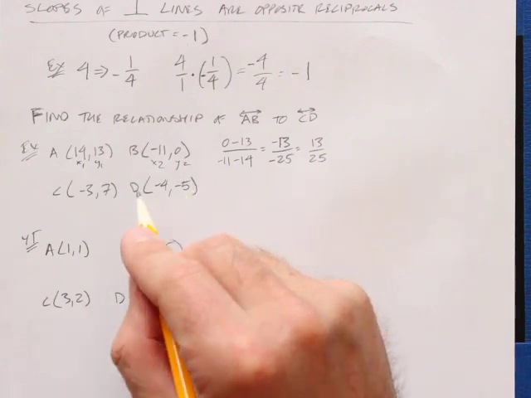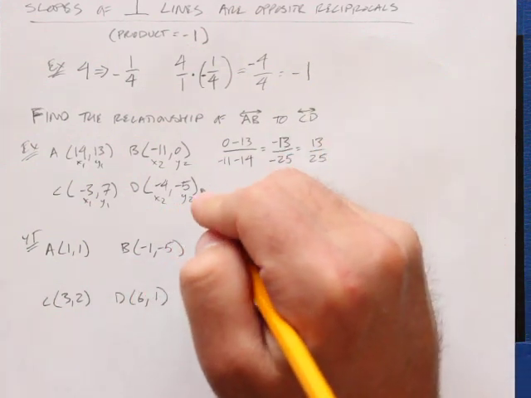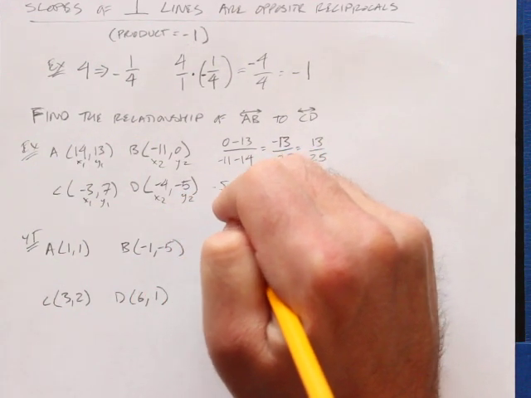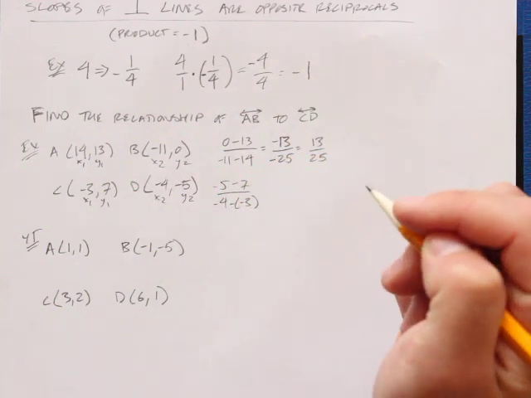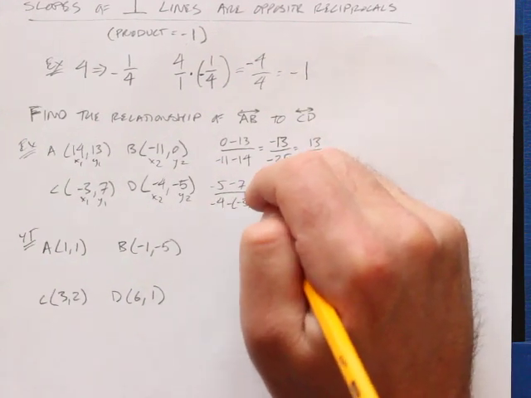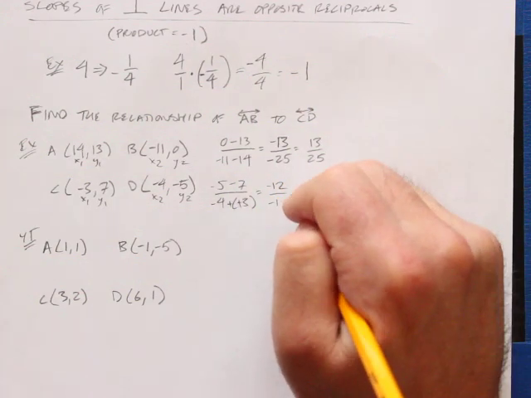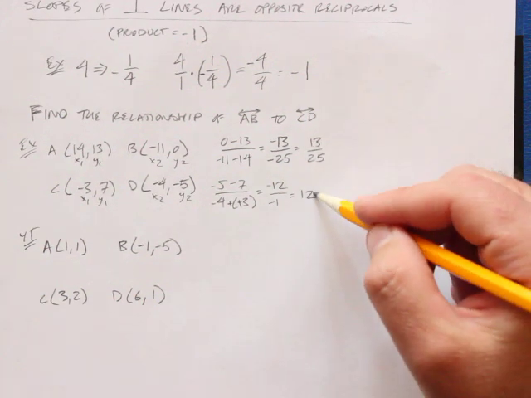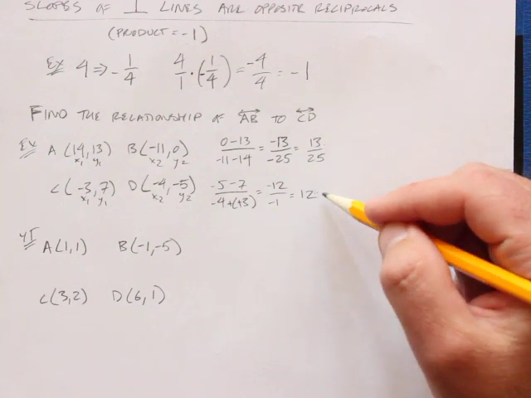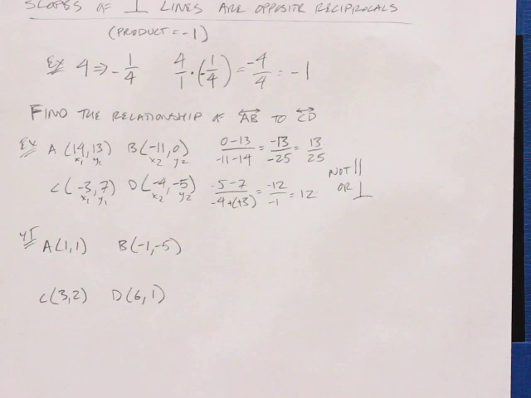All right. Now we're going to find the slope of CD. x1, y1, x2, y2. So y2 is -5 minus y1, which is 7, over -4 minus -3. All right, -5 minus 7 is -12. -4 plus 3 is -1, so I've got +12. Now you can see these are not opposite reciprocals of one another, 13 over 25 and 12. They're not the same, and they're not opposite reciprocals. So these are not parallel or perpendicular, neither one of those.